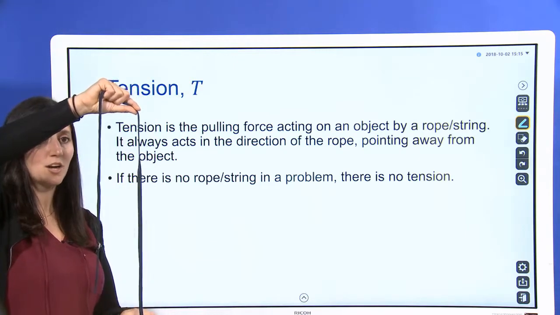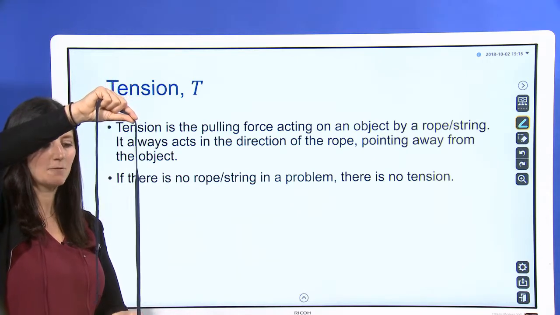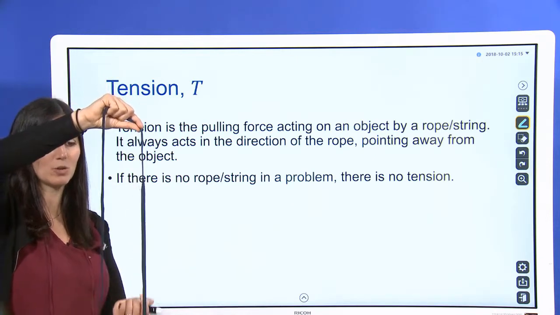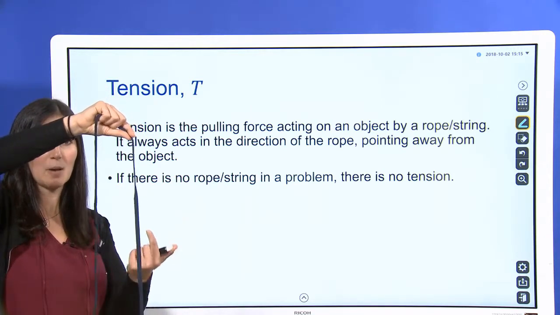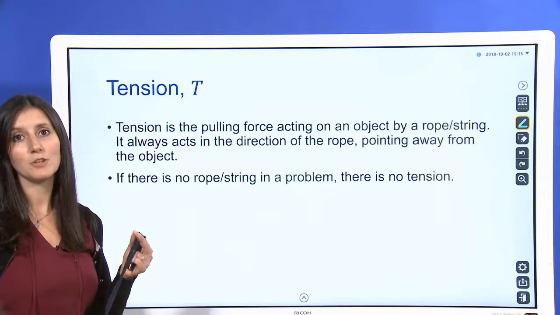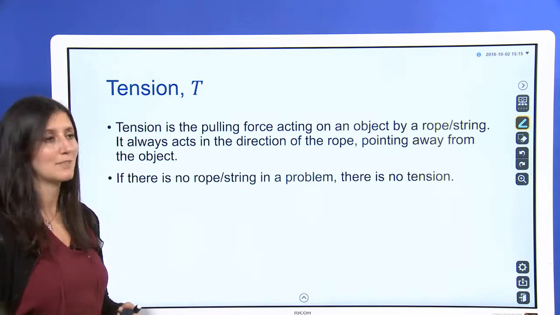The ring is not on a surface, so there is no normal force, but there is a force of tension, because the string is holding it up. And that force of tension is pulling it up and pointing upwards. Okay? So if there's no string or rope in a question, then there is no tension that you have to consider.